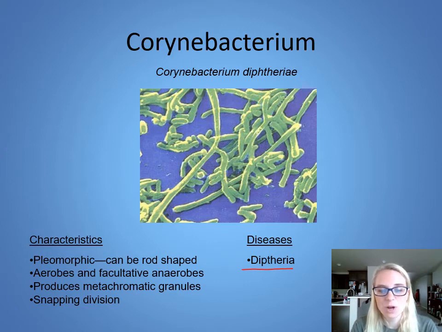Some of its cool characteristics: it's pleomorphic. It's mostly rod shaped, but you'll notice those rods are of all different shapes and sizes. There's no consistency between them, so that's why it's pleomorphic. It can be an aerobe, being able to use oxygen, or a facultative anaerobe. It does snapping division, and it can produce what are called metachromatic granules, which are good in identifying them microscopically. But diphtheria is the primary disease that we're connecting with this genus, the species Corynebacterium diphtheriae.